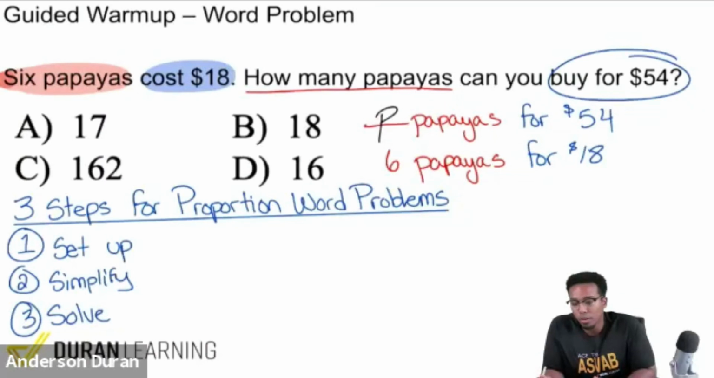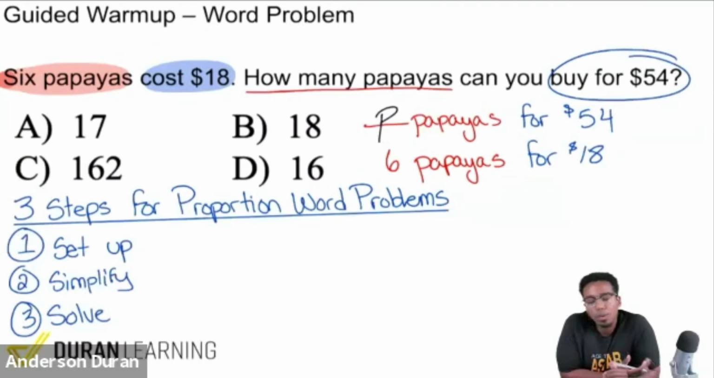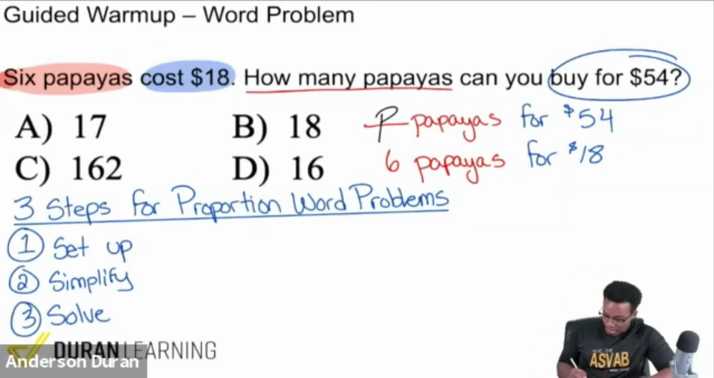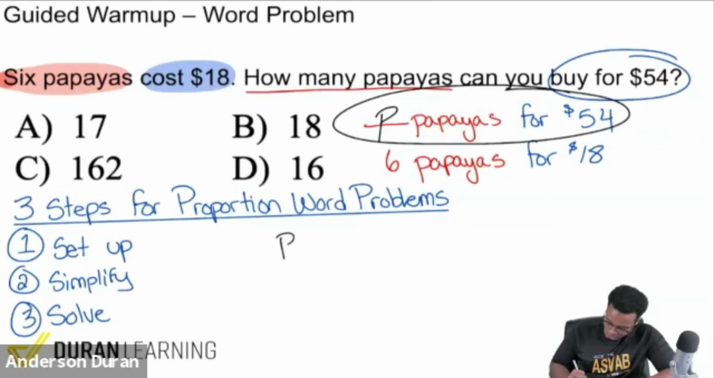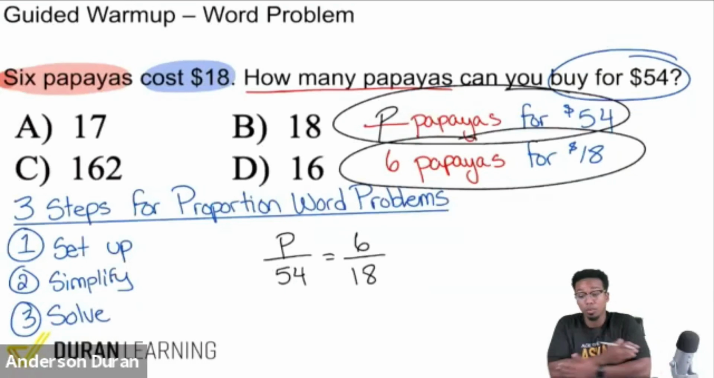But long story short, everybody, we have the same comparison in the same way. That's all we care about right now. And so this is how we're going to set up the proportion. You can set it up like this: P over 54 equals 6 over 18. That's one way you can go ahead and set it up.